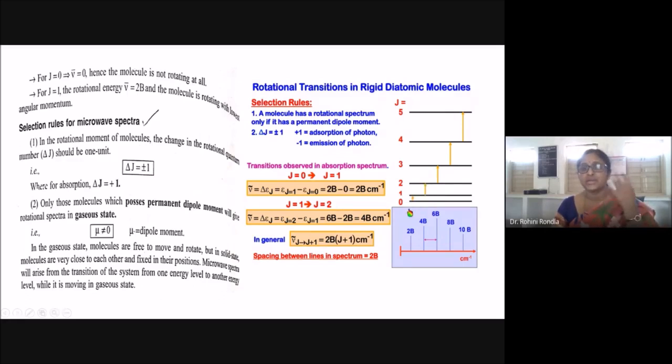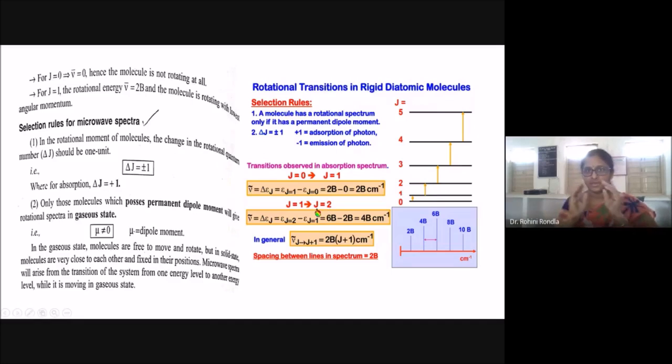It cannot jump directly 0 to 3 or 3 to 5, అలా వెళ్ళదు. So that is why delta J should be plus or minus 1. In the rotation movement of molecules, the change in the rotational quantum number should be 1 unit. Only one step by step మాత్రమే వెళ్తుంది. And one more point, molecules which have permanent dipole moment only can give this microwave spectra.